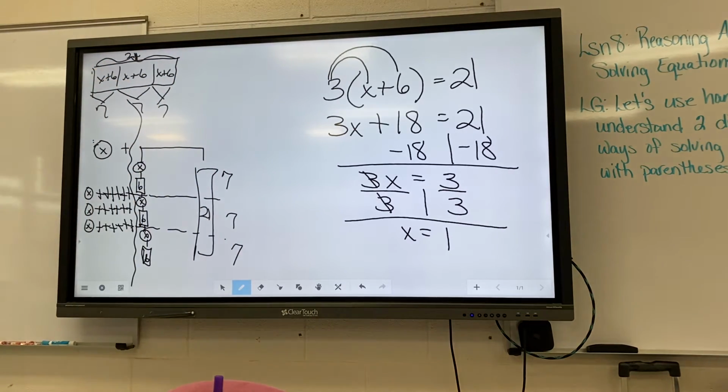Okay, that's distributing first. So when you're looking at a problem that's got parentheses in it, you have 2 options. You can divide first, or you can distribute first. Both ways work. Okay, so copy that down.